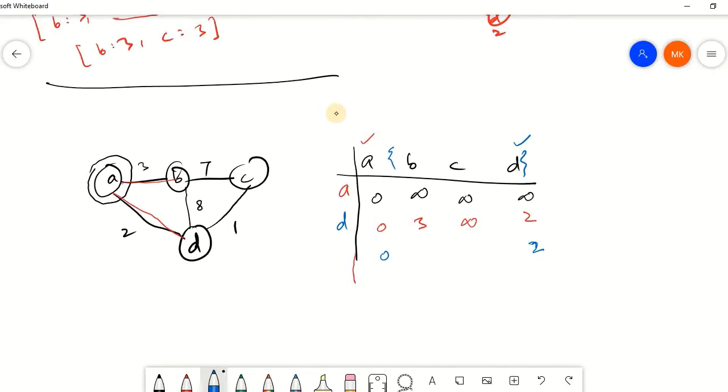To get to B, it's going to cost us 10. So we are not going to update this value and it's going to remain the same as 3. To get from D to C is going to have the cost of D plus the cost of this edge. So that is going to cost us 3, and we are going to update this value. So now we are done with D also.